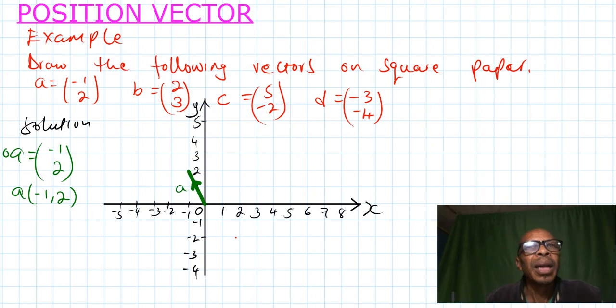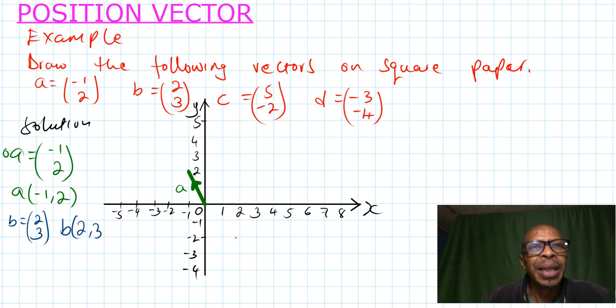Same case applies. We go to B is equal to (2, 3). That's the position vector, meaning the coordinates of B are (2, 3). So you identify that point. (2, 3) is here. You draw the vector there, put the direction. That is our vector B.